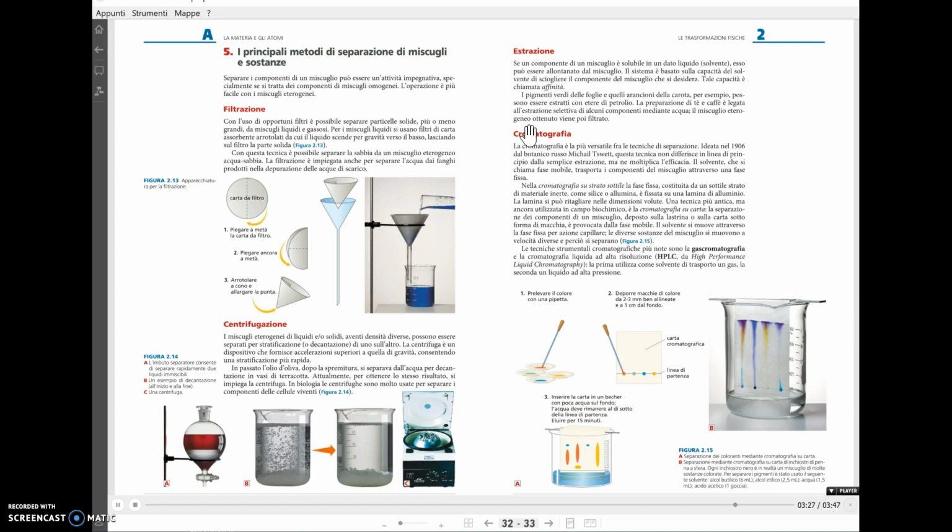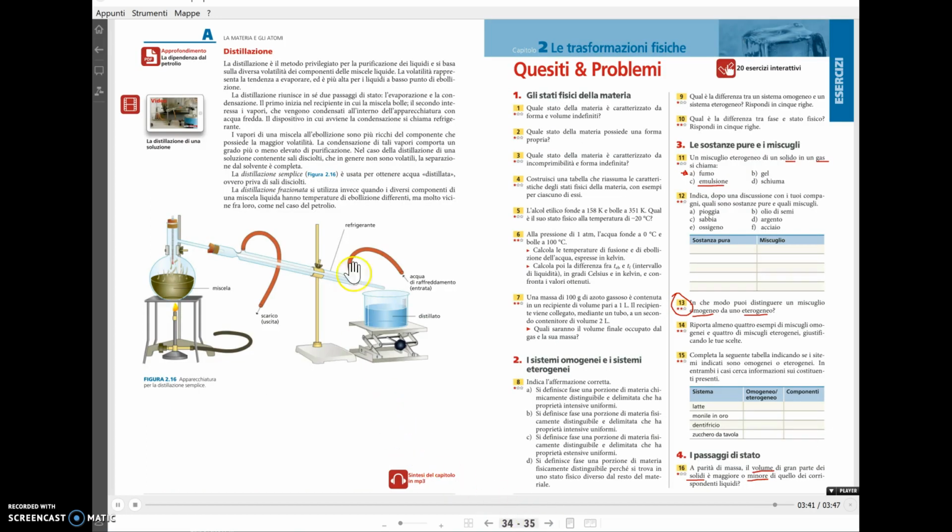Components of a mixture are separated as they move with differing speeds on a support, called a stationary phase, driven by a solvent, mobile phase. Distillation is the preferred method for the purification of liquids and is based on the volatility of the different components of liquid mixtures.